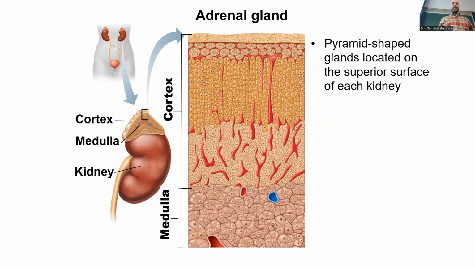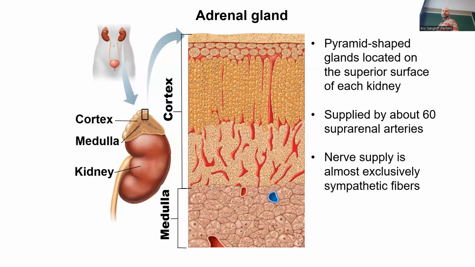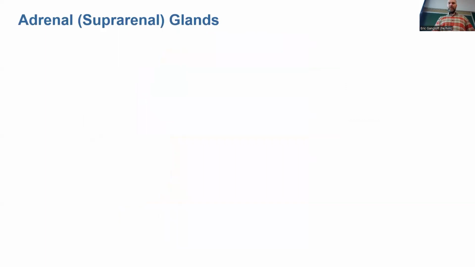You don't have to worry about that for our purposes. So they're pyramidal shaped glands located on top of the kidneys, and they are highly vascularized, so there's lots of blood coming through there. They're also innervated directly from the brain via sympathetic fibers. So they interact with your sympathetic nervous system, which remember is the nervous system associated with the stress response. And this is what they do.